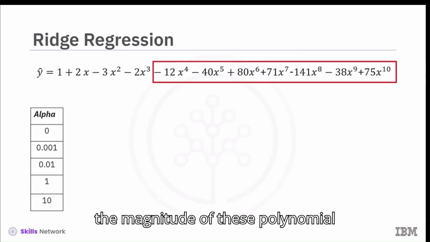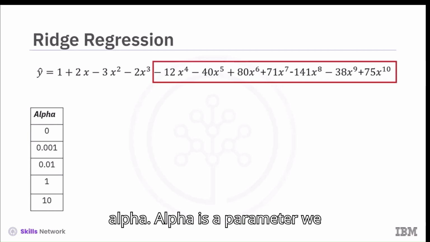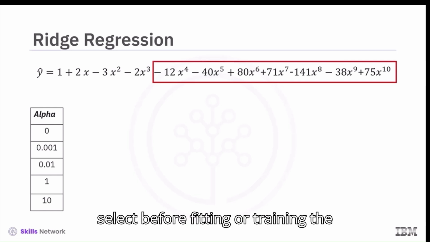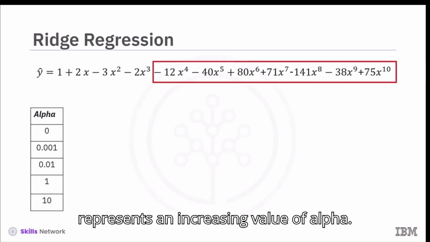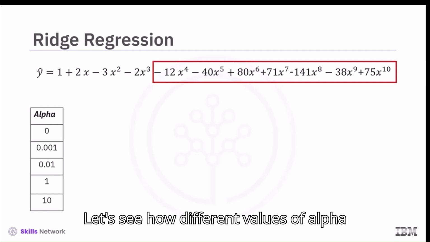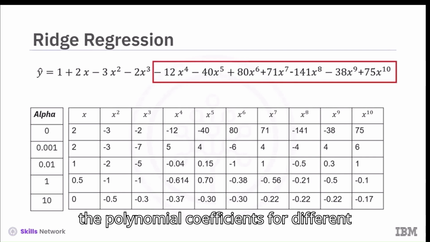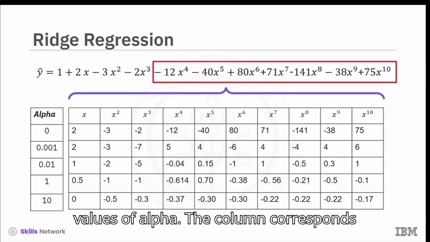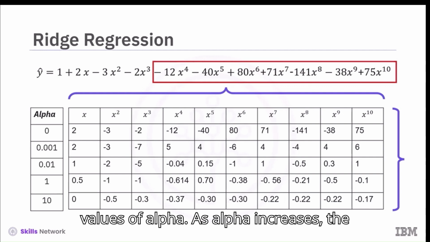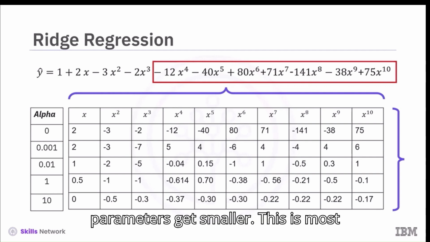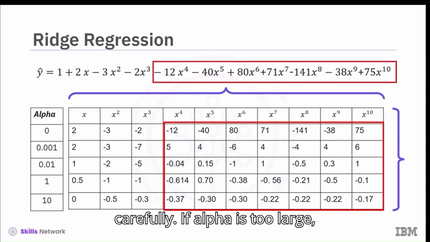Ridge regression controls the magnitude of these polynomial coefficients by introducing the parameter alpha. Alpha is a parameter we select before fitting or training the model. Each row in the following table represents an increasing value of alpha. Let's see how different values of alpha change the model. This table represents the polynomial coefficients for different values of alpha. The columns correspond to the different polynomial coefficients, and the rows correspond to the different values of alpha. As alpha increases, the parameters get smaller. This is most evident for the higher-order polynomial features, but alpha must be selected carefully.